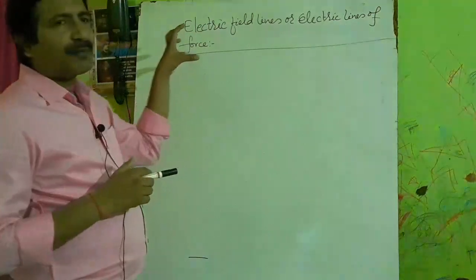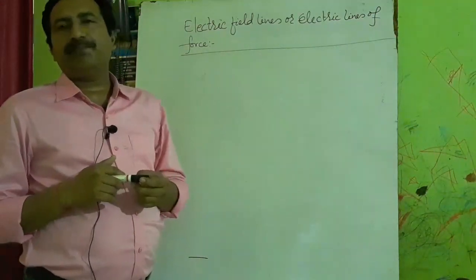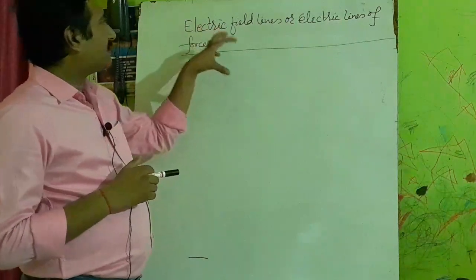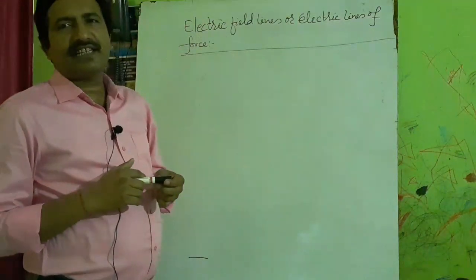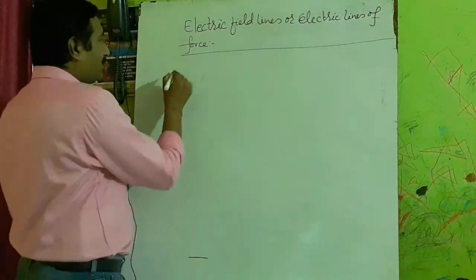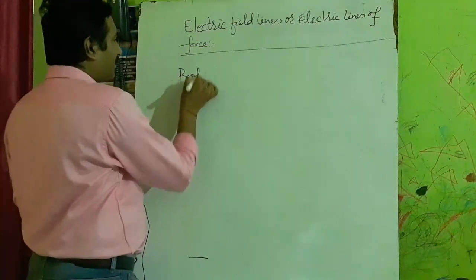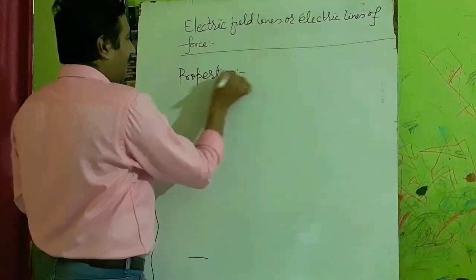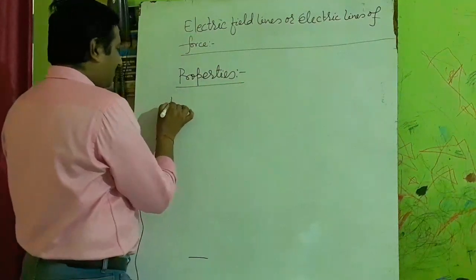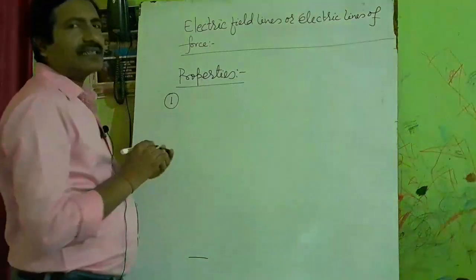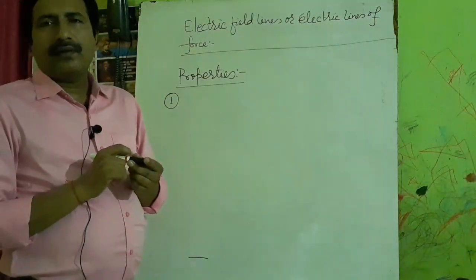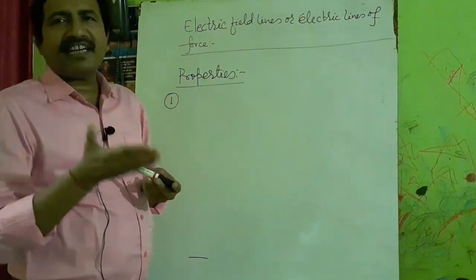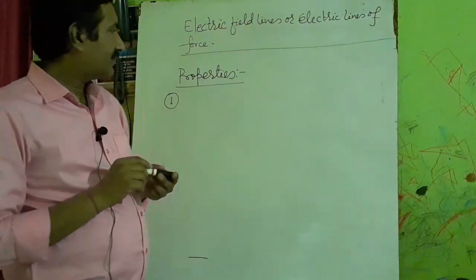The concept of electric field lines was given by Faraday. And now you have to discuss the properties of electric field lines. So you see, properties of electric field lines. First property, it starts from positive charge and terminates at negative charge.